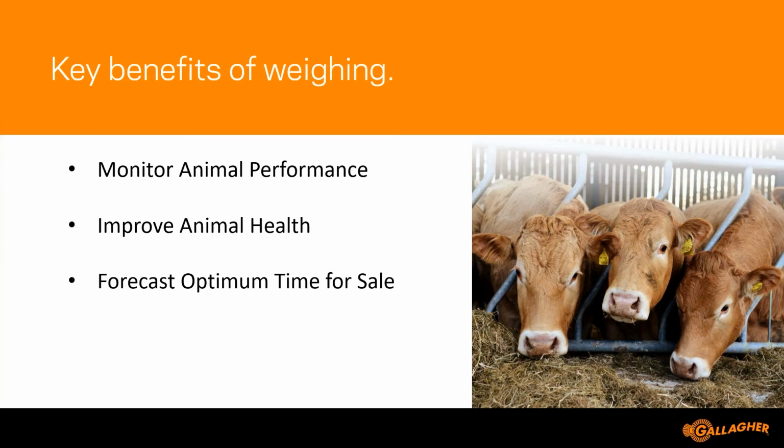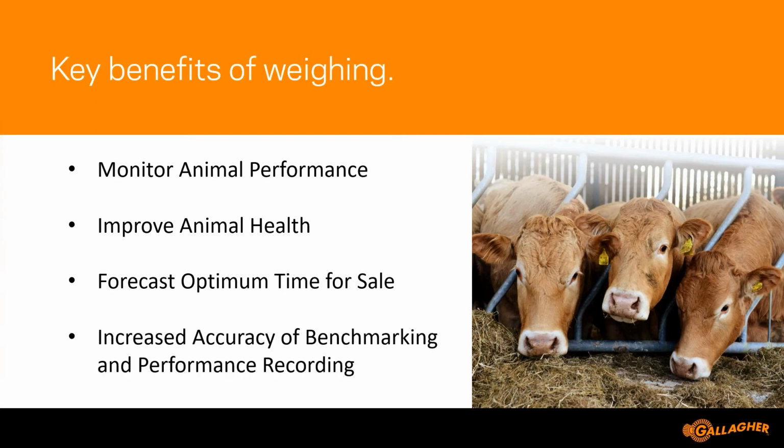Forecasting the optimum time for sale. Regular weighing of cattle aids in the timely selection for both sale or slaughter, helping to ensure that processor requirements are met. And by ensuring cattle meet this regular specification, farmers can minimize the likelihood of incurring penalties for producing overweight cattle.